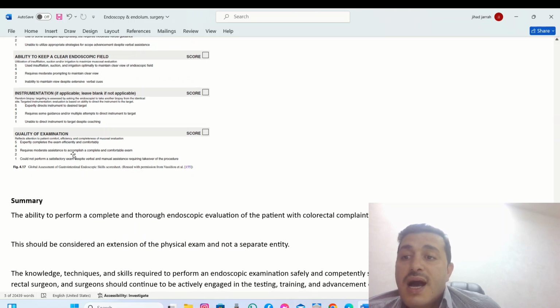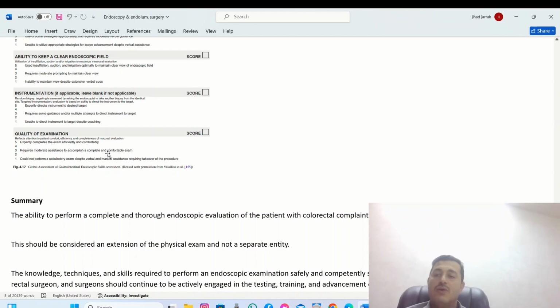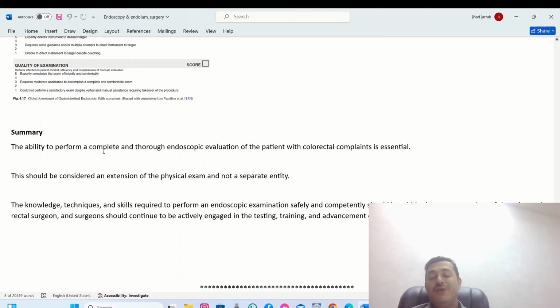Quality measurement: how do you take care of the patient's comfort, and how do you completely assess or evaluate the mucosa? We reach the end of this lecture.